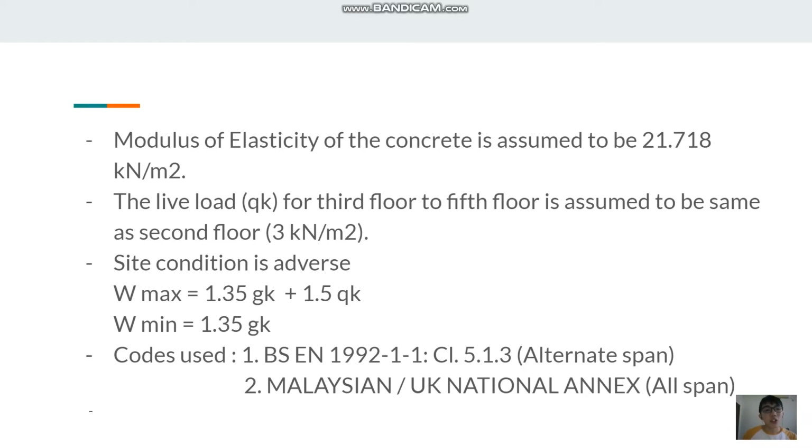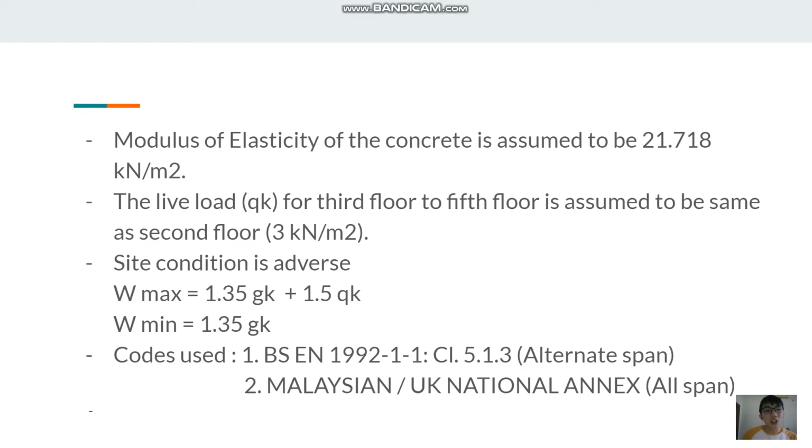Fifth, the modulus of elasticity of the concrete is assumed to be 21.718 kN per meter square. This value is used because in STAAD Pro, we cannot alter the modulus of elasticity of the material. Therefore, we choose to use this default as our modulus of elasticity for the other software analysis.